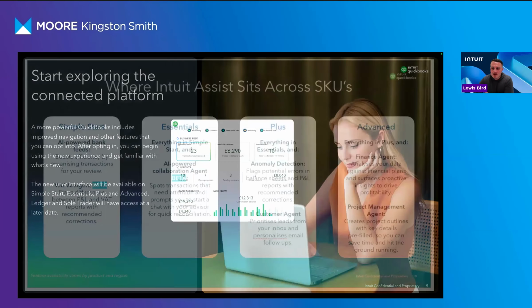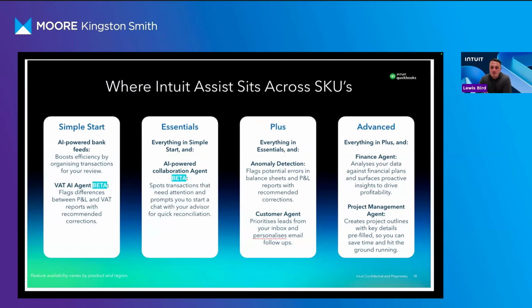So just to give you a bit of an idea as to where each of those agents sits, depending on which SKU offering that you might have. This screen just gives you a bit of an idea as to what's available in each SKU, and you can tie this back to the current SKU you're using as to what you'll have access to when you turn over to the new system.